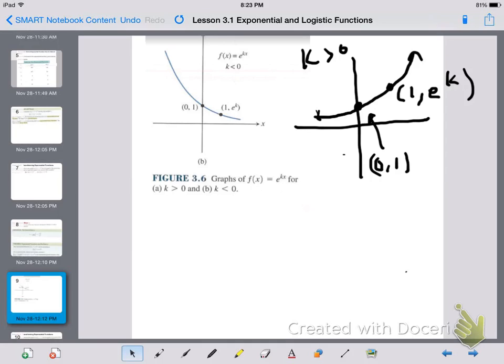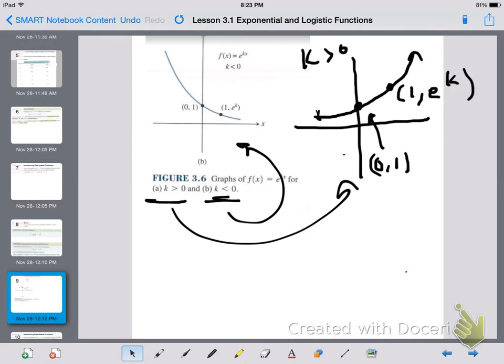And then here are two pictures. This is the graph of f of x equaling e raised to the k times x for k greater than 0. So that's this graph here. I forgot to put it on your notes, so if you want to add that in, go ahead and do that. And then when k is less than 0, we have this graph right here. So if k is less than 0, notice how we have decay. If k is greater than 0, notice how we have growth.